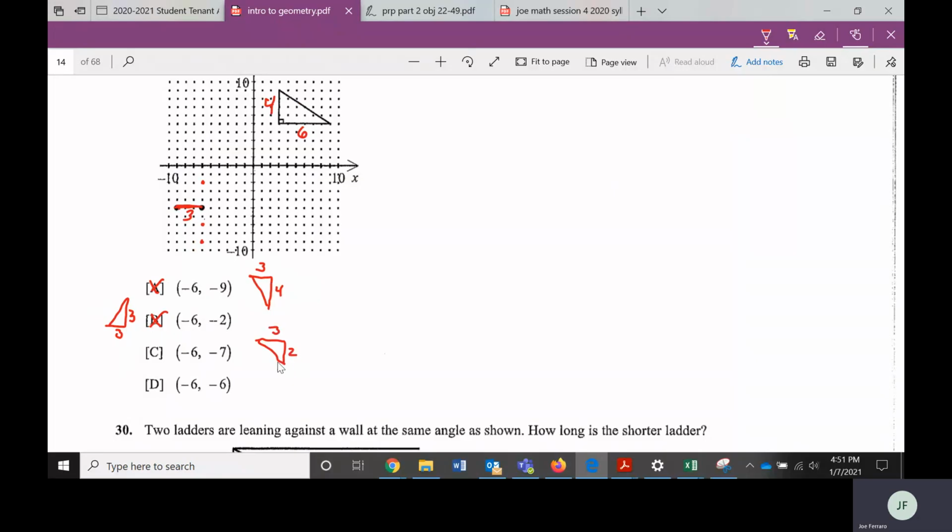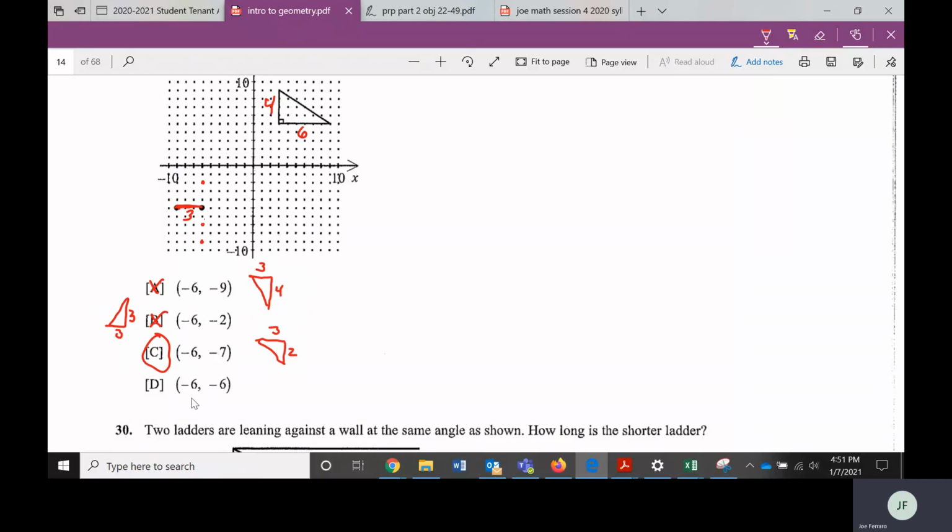3 and 2. So now if we look at it, 3 is half of 6 and 2 is half of 4. So those have the same relationship, or you can look at it the other way around. If I multiply this side times 2, I get a 4. If I multiply this side times 2, I get a 6. That's going to be our similar shape.